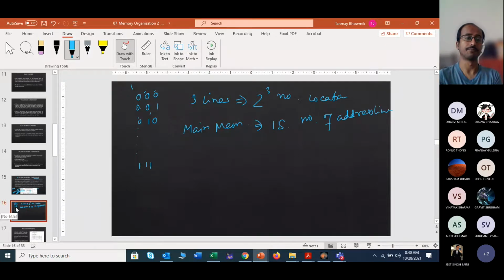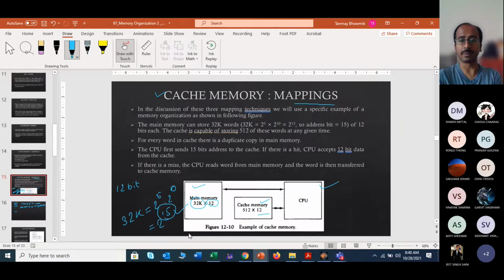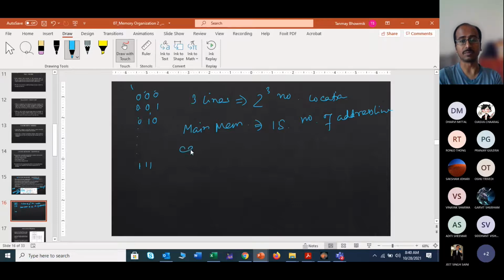Okay. And secondly, when you are discussing the cache memory, here total locations are 512, right? So 512 locations means how many address lines will be possible? 512 means 2 to the power 9. So that means total 9 address lines. So you can write here that in your cache memory, total 9 number of address locations.